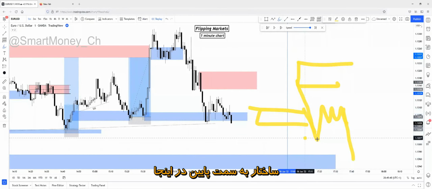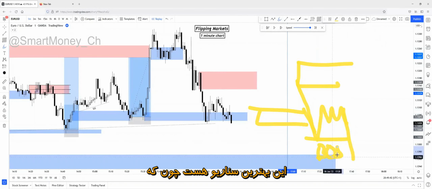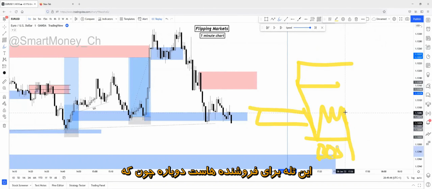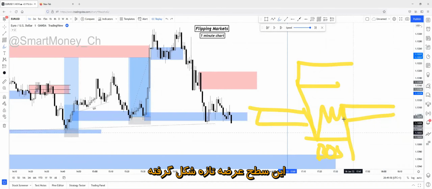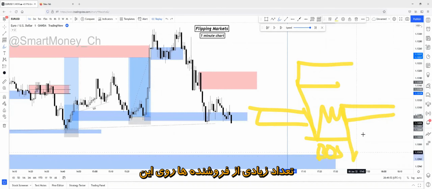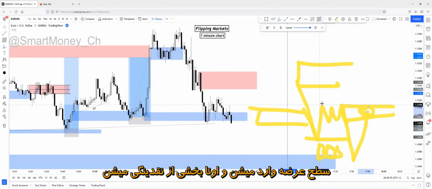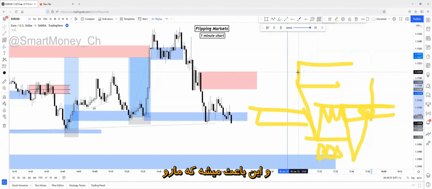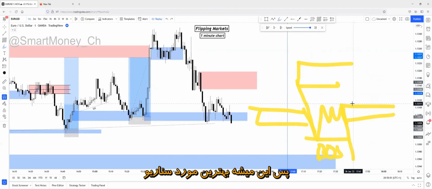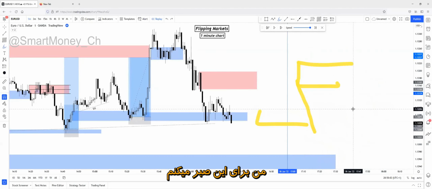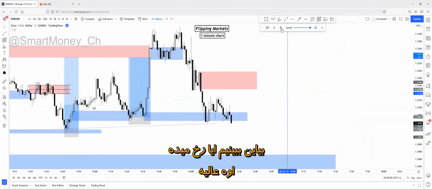And after this break of structure to the downside here, that would be the best scenario, because that would trap sellers again. Because lots of sellers will enter on this supply zone, this freshly formed supply zone that created the break of structure to the downside. They will become part of the liquidity, and this will tag us into a trade. So this will be the best case scenario. I'm waiting for this. Let's see if it happens.